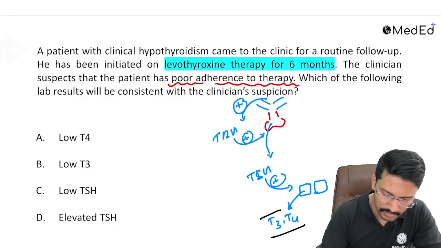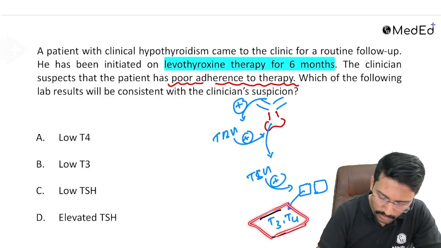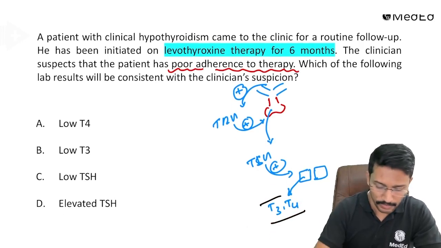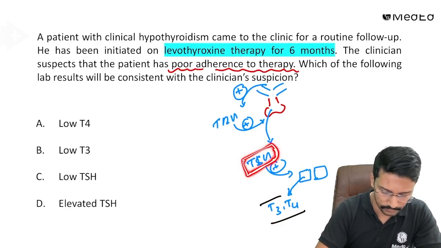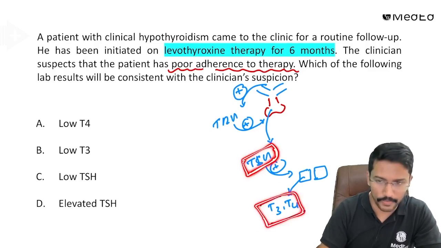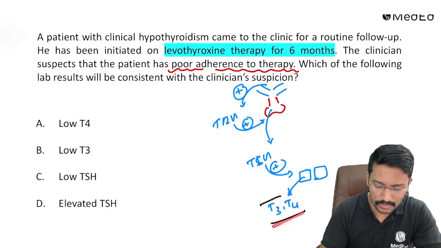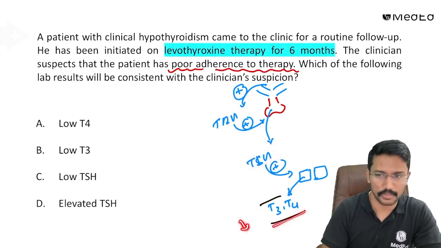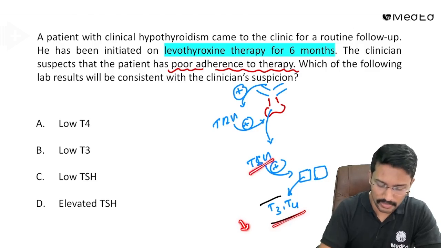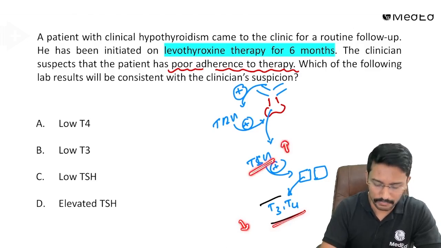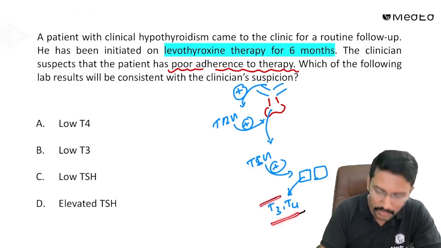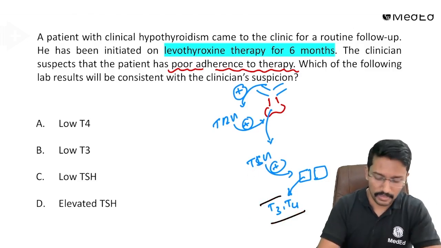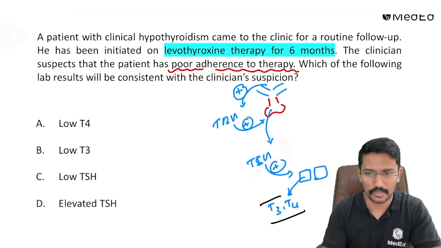Once we start replacing it, we cannot use T3, T4 levels for assessing the response. We should look at TSH levels. If T3, T4 is adequate, then the TSH will be in the normal range. If the T3, T4 is lesser than the requirement, then TSH will still remain elevated. And if the T3, T4 is more than the requirement, like our replacement dose is high, then the TSH will be suppressed. As simple as that.